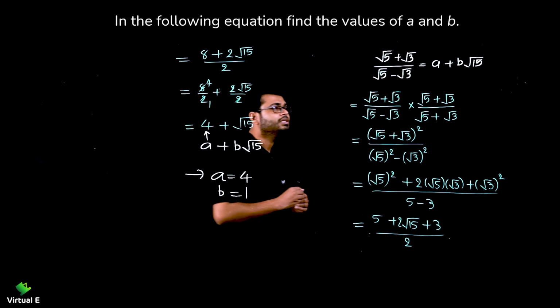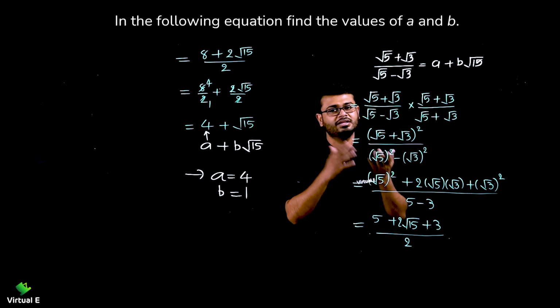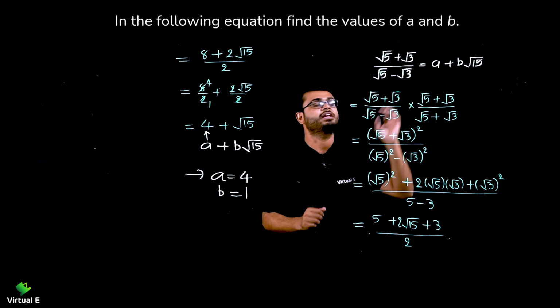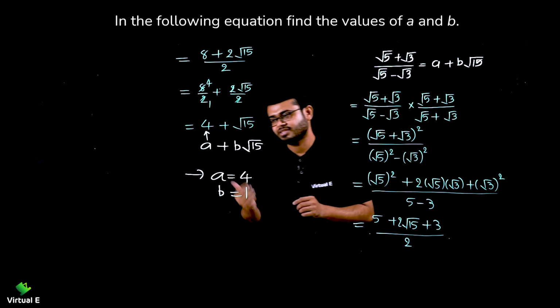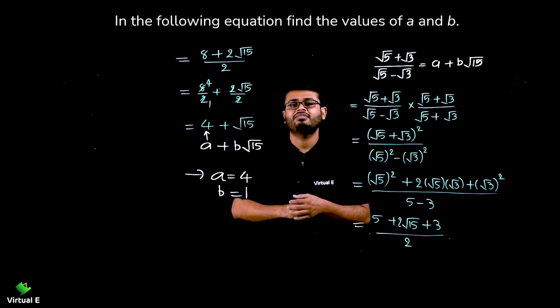Very simple question. Just an extension of what we were already doing. Rationalize the denominator, that's what we did. And finally, just compare with what is given in the question. It is possible, negative answers are also possible. So this is how we find the value of a and b.